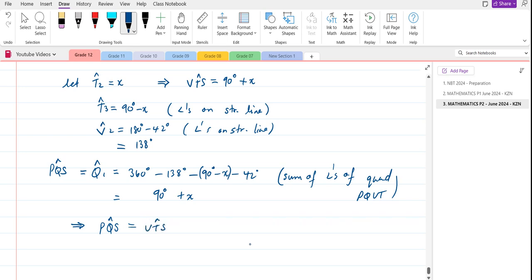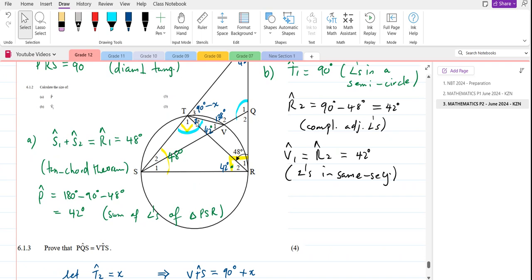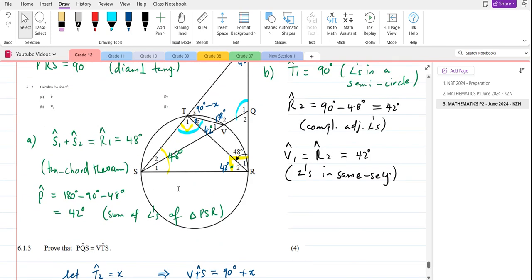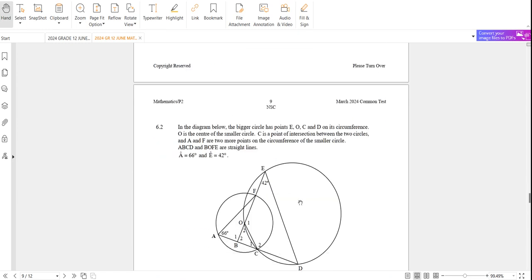Because I didn't know what was angle T2, I just made it x, and that's what you should do. What you should not do is put a value for x, because then you go off. You'll be able to prove it if you put a value for x, but that's not the way to prove it. You have to use a generalized angle x. I hope you guys understand. Don't forget to leave comments. Right, moving on to the next question.